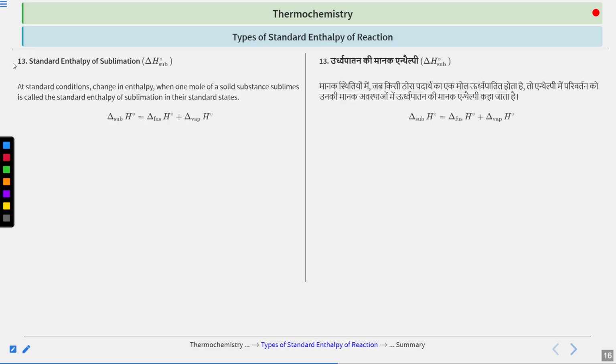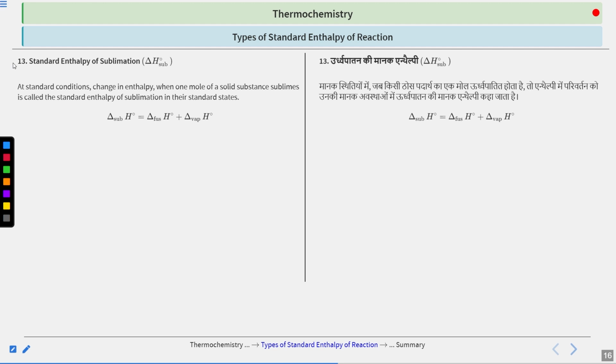Now we can divide this sublimation part into two. First is delta H naught of fusion, and second is delta H naught of vaporization. So if you are converting the solid directly into gas, what do we do? First we melt it and then we vaporize it. So it can be two ways.